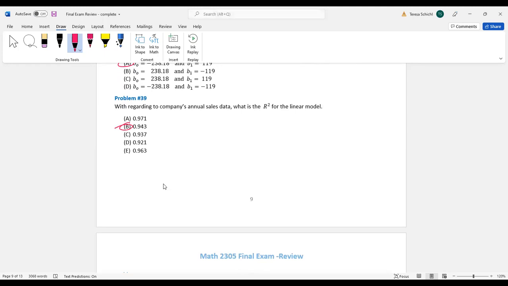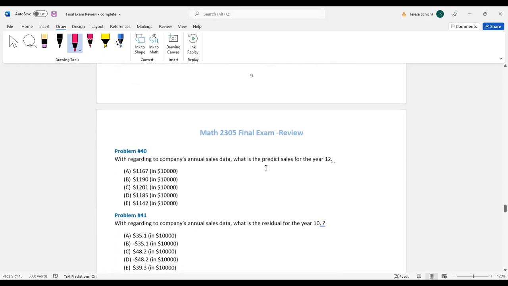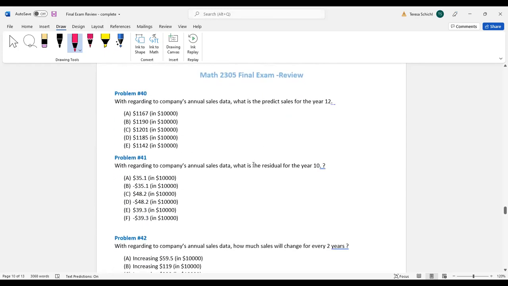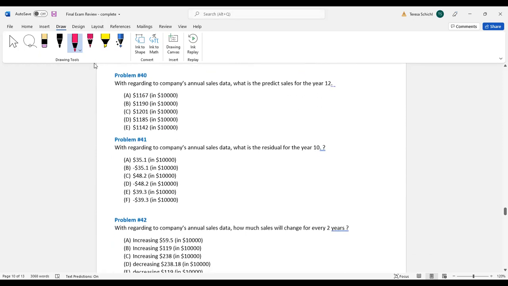0.943. So we get this data is 0.943. Okay, so now let's say with regarding to company's annual sale, what is the predicted sale for the year 12? Okay, so we know the prediction here is negative 238.18. Correct? Plus 119 times the year. So now I'm predicting year 12.